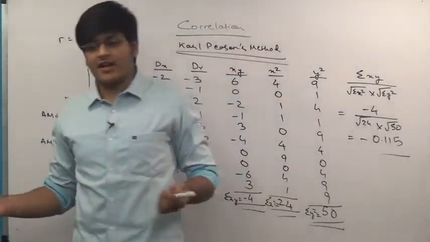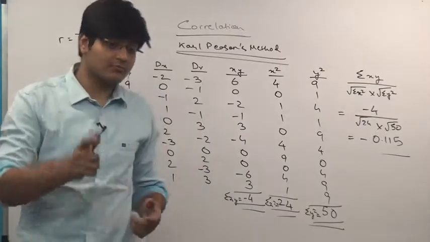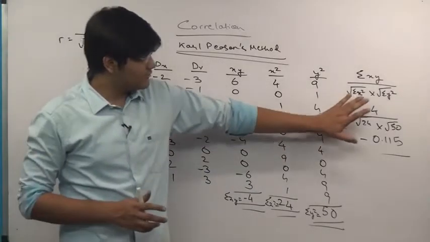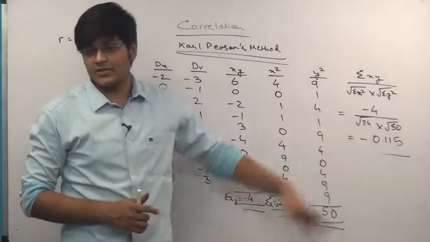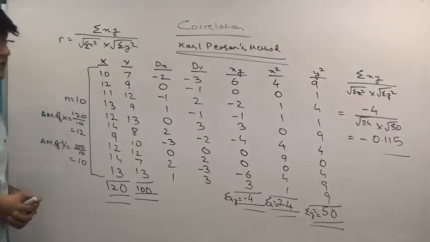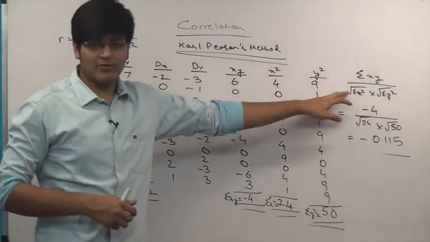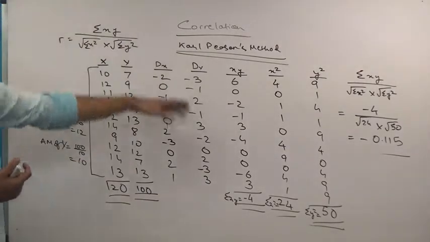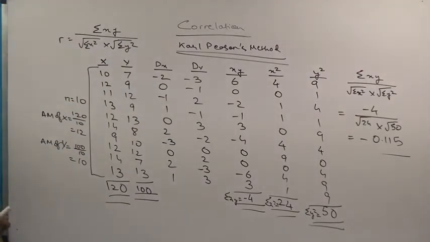If calculators are allowed, then your problem is solved. If not, then you'll have to take care of the calculation, because you'll have to understand how manual calculation of roots is done. You'll find many videos for manual calculation of square roots. Use those formulas. Fine. This thing is very easy. Karl Pearson's method. Next we'll be starting off with the other method, that is rank correlation.